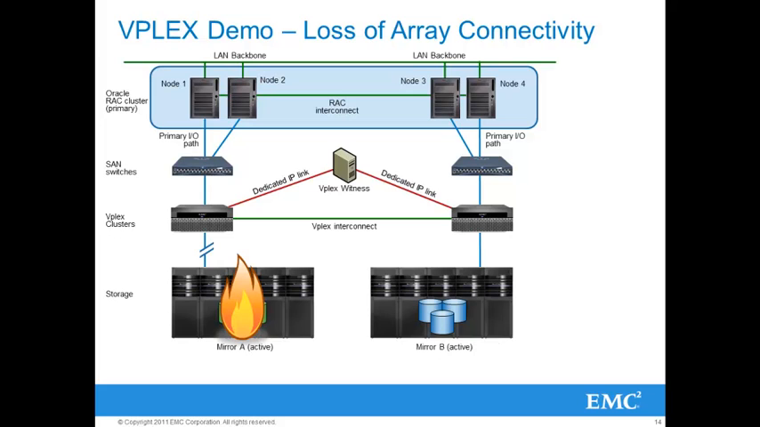Here's a simplified drawing illustrating the exact failure scenario we're about to demonstrate. Backend storage will be disconnected from the Hopkinton cluster. We'll do that by removing zoning, and then you'll be able to observe the response of Oracle RAC in this type of failure scenario.